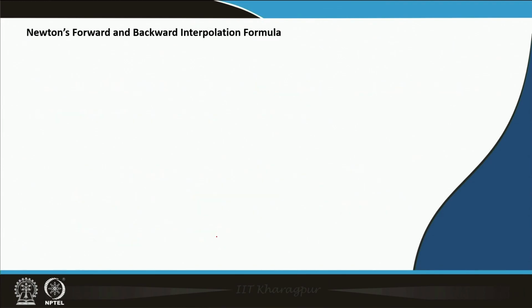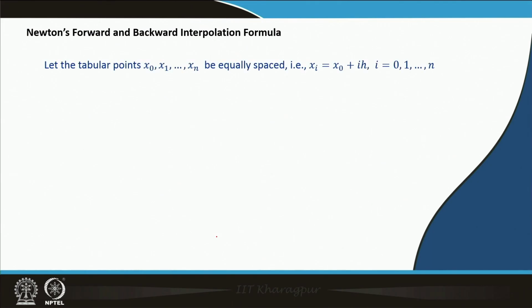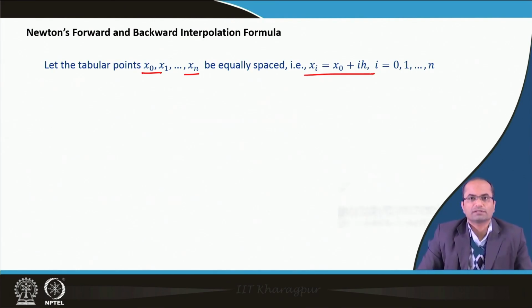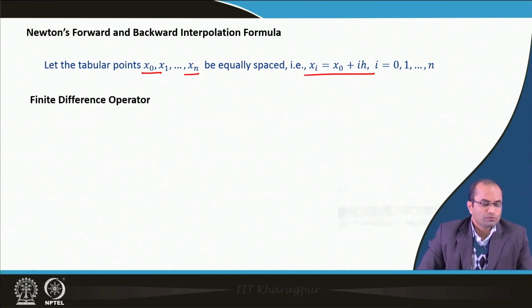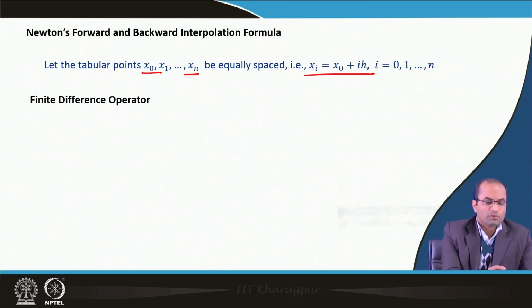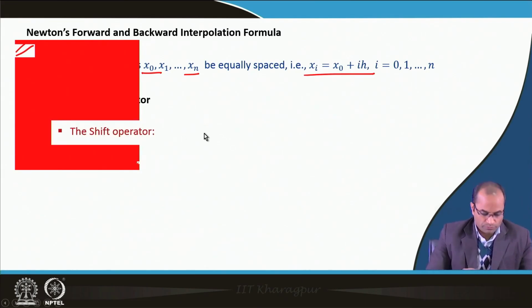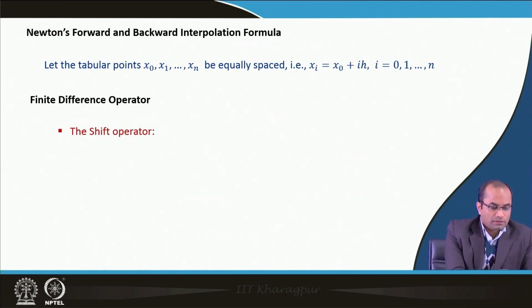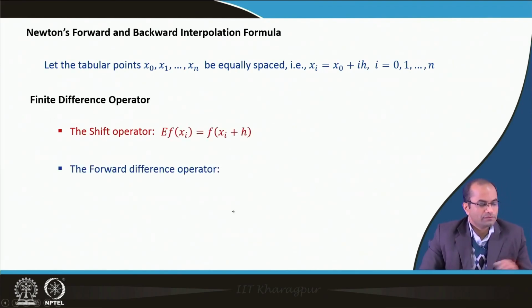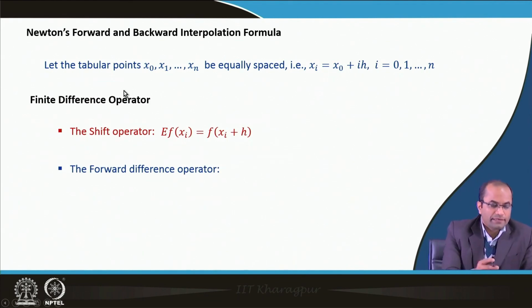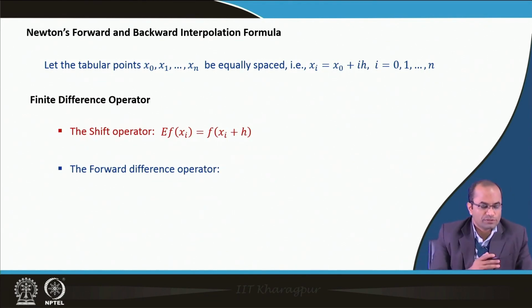So, coming now to Newton's forward and backward formula, we will take the points x0, x1, x2, up to xn, and we assume that they are equally spaced. That means x1 is x0 plus h and x2 is x1 plus h, so there will be a difference of just h. We need to talk about the finite difference operators, because it is easier to define and derive these formulas using these shift operators.